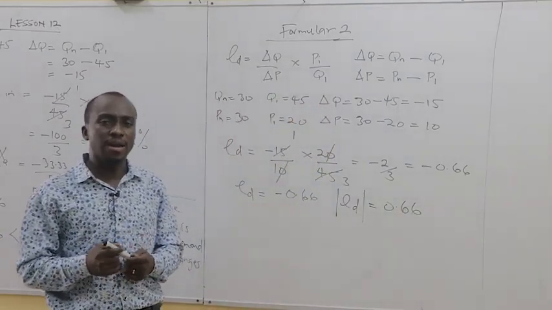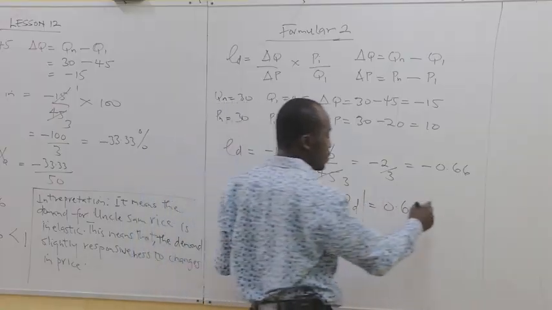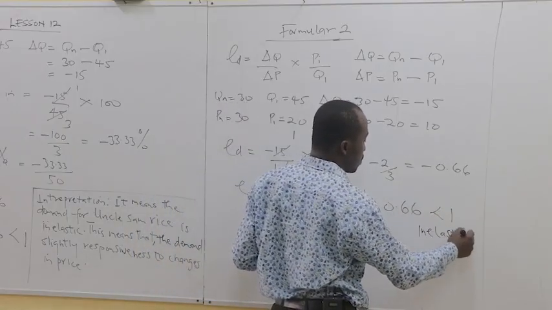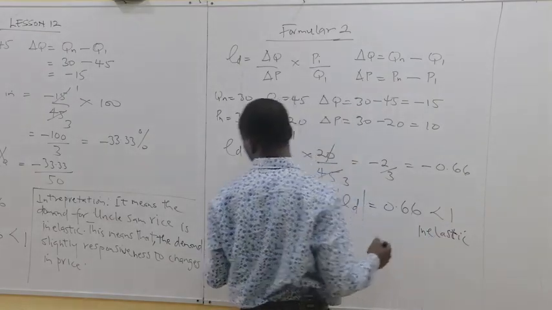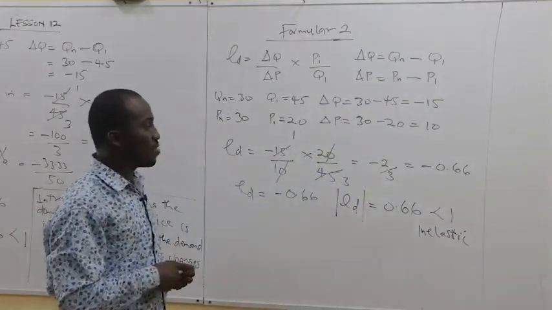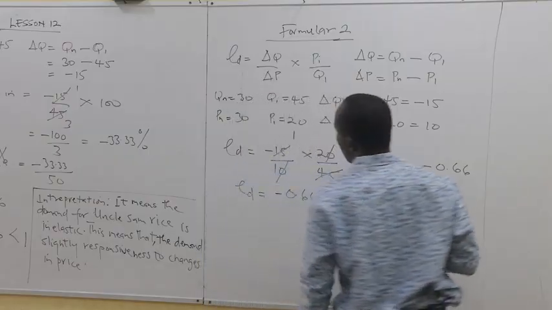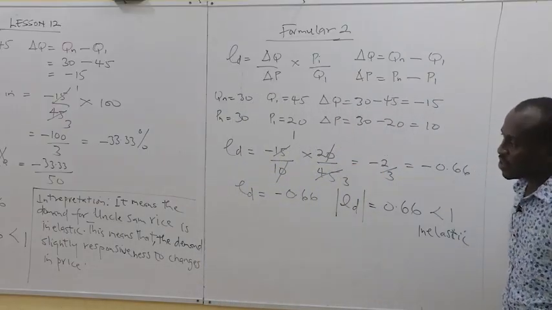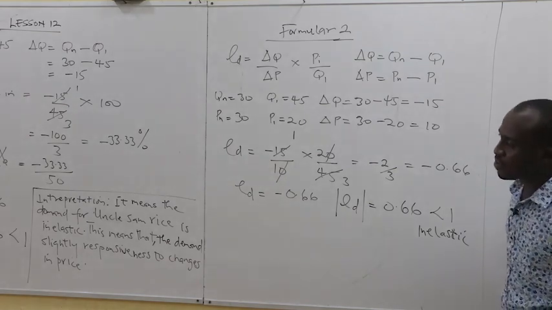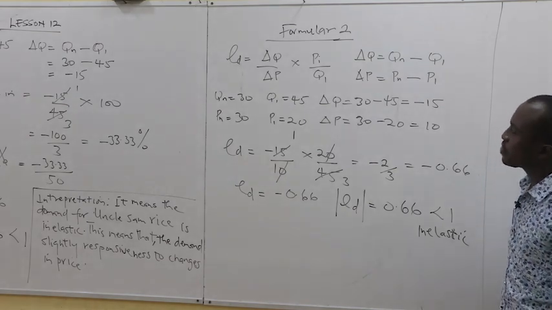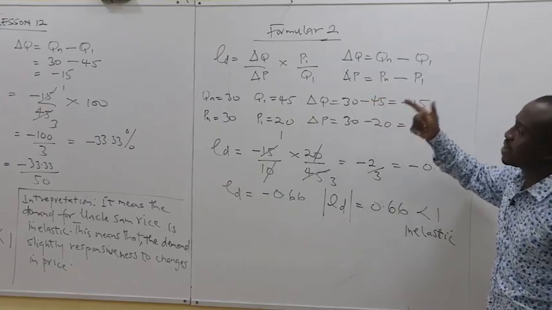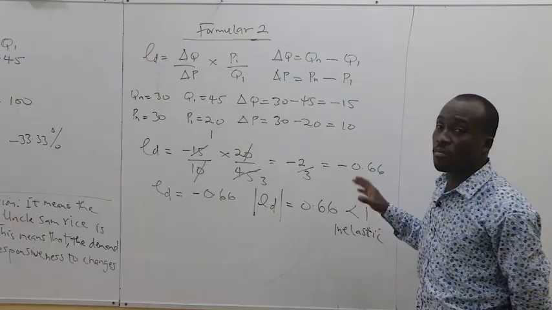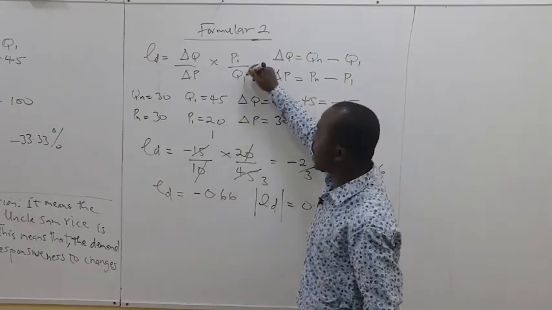Is it less than 1 or greater than 1? It's less than 1, meaning that it's inelastic. So the same interpretation as we did here. So what are we able to understand? We understand that with the point elasticity, whether you use the first formula, the percentage change in quantity demanded divided by the percentage change in price, or this formula, price elasticity is equal to change in quantity demanded over change in price times the initial price over the initial quantity demanded, whichever formula you use, you end up getting the same answer.